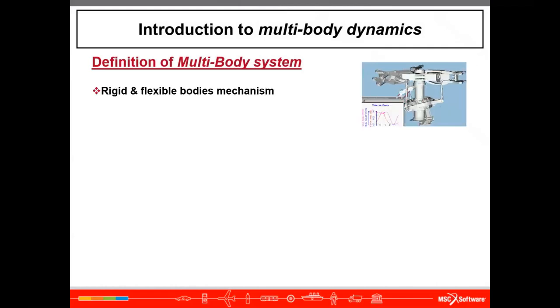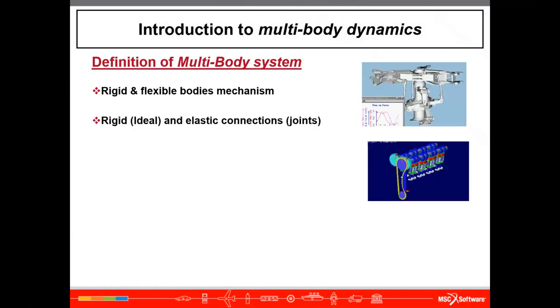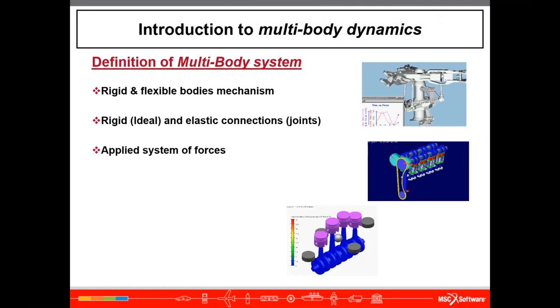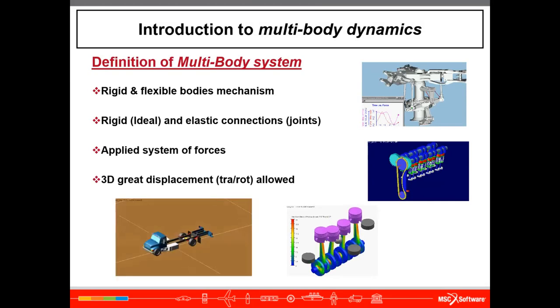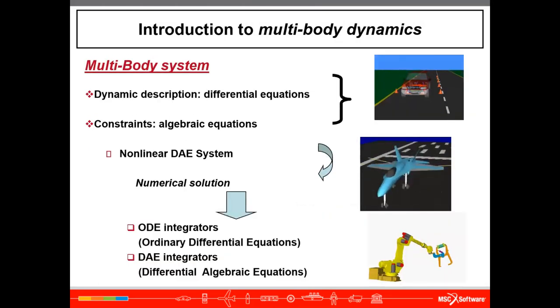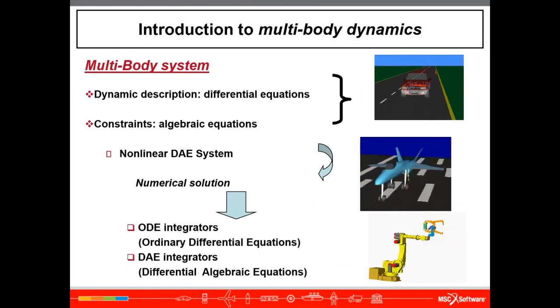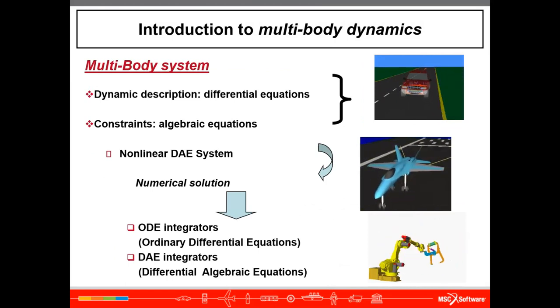We have a complex system made by bodies which can be connected to each other. The connections are performed by joints, rigid or elastic joints. You can apply on your system any kind of forces, and you want to simulate the full envelope, the full maneuver you want to simulate. You can simulate any kind of event. So you have a very complex system made by rigid and flexible bodies, rigid and flexible joints, different kinds of forces, and you simulate the behavior of your system.